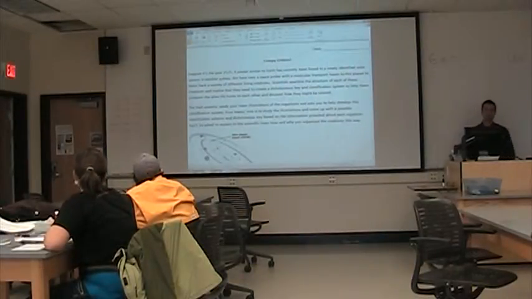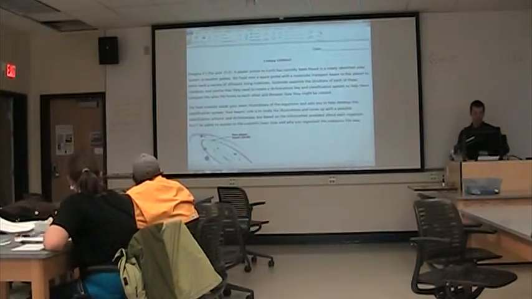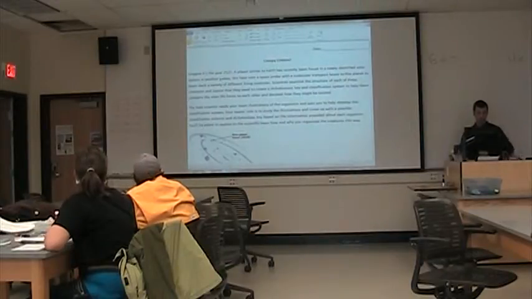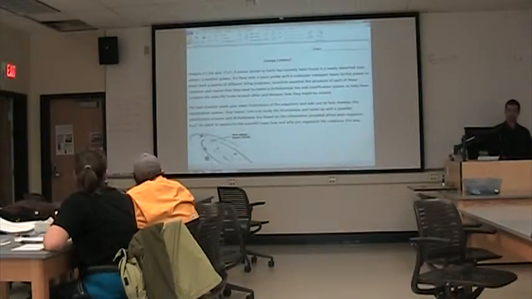The lead scientist sends your team illustrations of the organisms and asks you to help develop this classification system. Your team's role is to study the illustrations and come up with a possible classification scheme and dichotomous key based on the information provided about each organism. You'll be asked to explain to the scientific team how and why you organize the creatures this way.